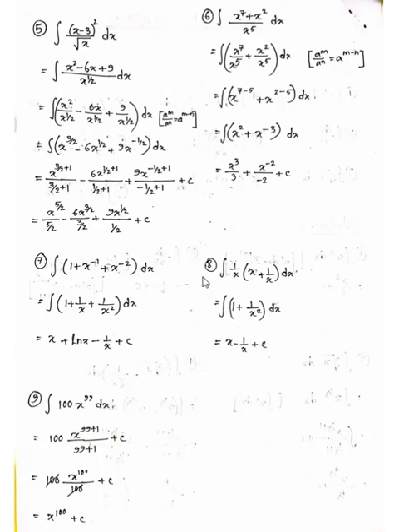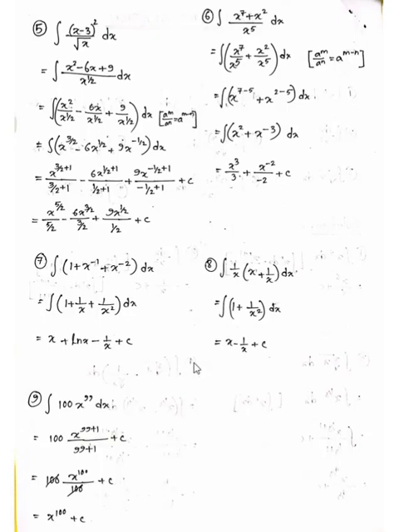In the next example, we see integration of 1 by x into (x plus 1 by x) dx. Now let's multiply this 1 by x to the inside parts. If we multiply, we get x by x, which is equal to 1, and 1 by x into 1 by x, which is equal to 1 divided by x square. Now integrate 1 and 1 by x square. If you integrate 1, you get x, and if you integrate 1 by x square, you get minus 1 by x. And with all the maths, when you remove the integration sign, you have to write this plus c here.